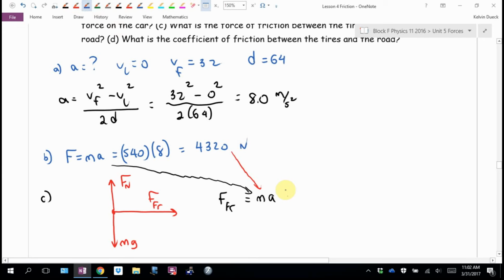I think I can safely say, apparently, friction is exactly 4,320 newtons big. It must be.